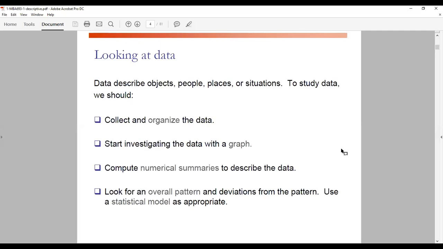So looking at the data, let's collect and organize data. What we want to do is start investigating the data with a graph. In research, they call this multiple representations. Multiple representation is where you use visual data as well as descriptive data.